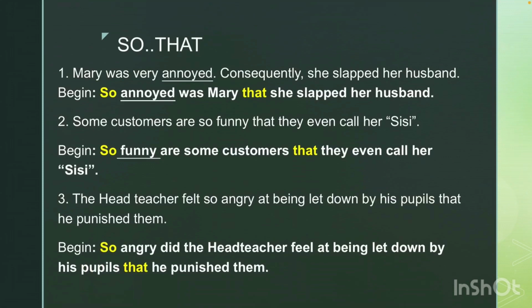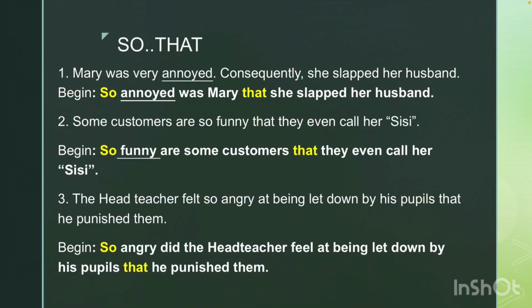Look at the first example. I'll be explaining using examples. Mary was very annoyed. Consequently, she slapped her husband. So one thing that you have to know here is the word adjective. What is an adjective? An adjective is a word that describes a noun. A word that talks more about a what? A noun. For example, Mary was very annoyed. So annoyed is our adjective in this case.